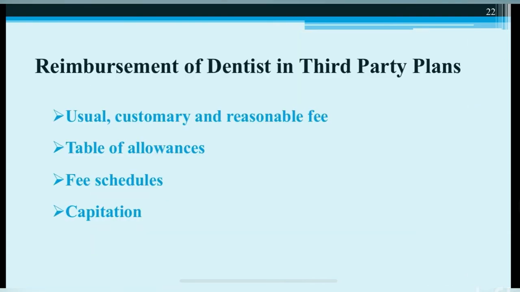Here comes the next, that is reimbursement of the dentist in third party plans. It is basically by four things. The first one is UCR fees. This is a very commonly asked question for the UGs. What is the full form of UCR? Usual, customary and reasonable fee. The second one is table of allowances, the third one is fee schedules, and the last one is capitation.